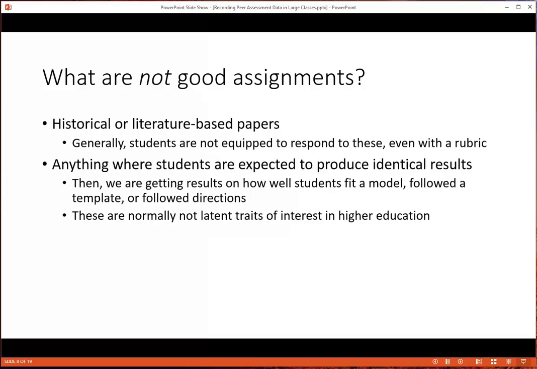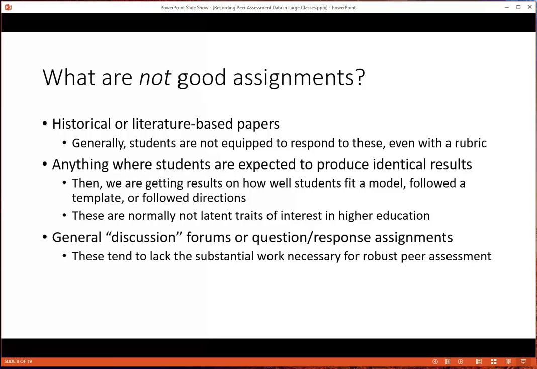Anything where students are expected to produce identical results does not give you good peer assessment data because it's about students following a model or following directions, and that's not a latent trait we care about in higher education. Hopefully they can follow directions. We're interested in really those variables that control their performance.